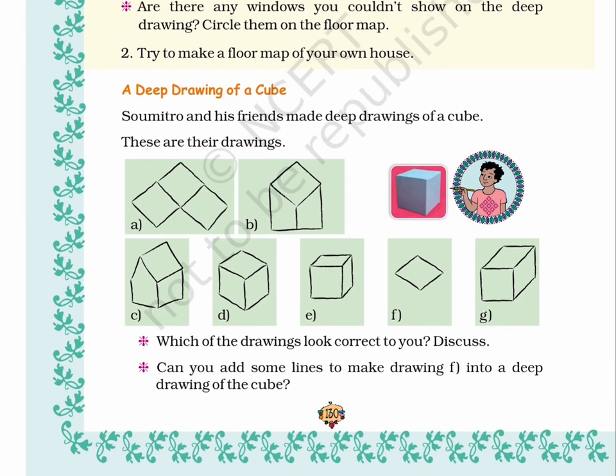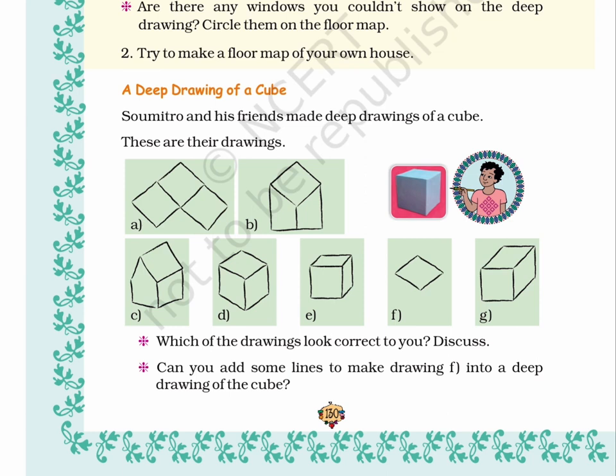These are their drawings. We have 7 different drawings of the cube made by Sumitra and his friends. These have been marked as A, B, C, D, E, F, and G. Which of the drawings look correct to you? Discuss. Can you add some lines to make drawing F into a deep drawing of the cube?